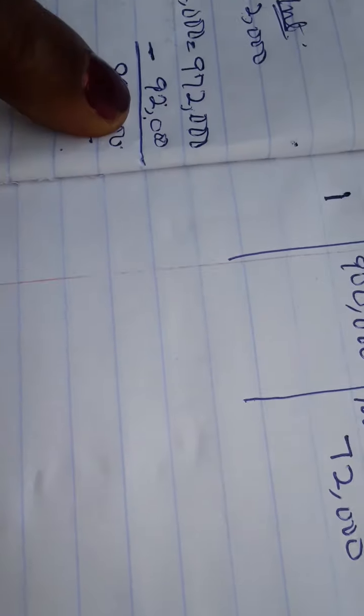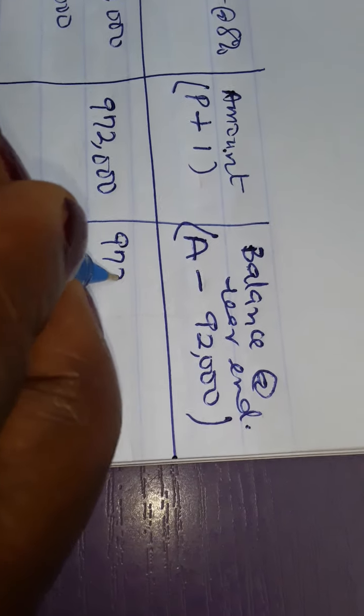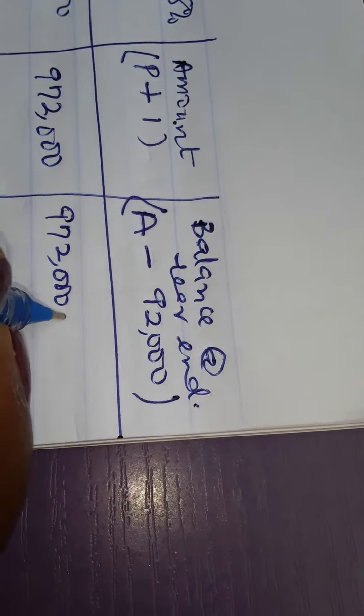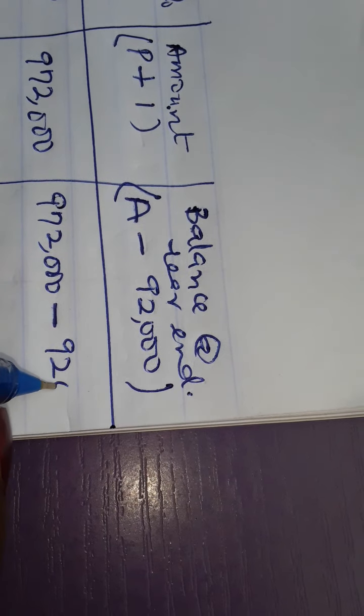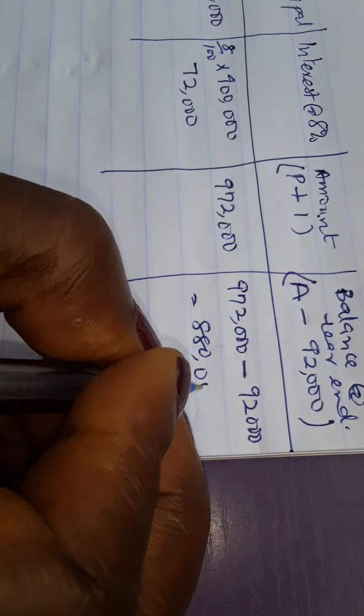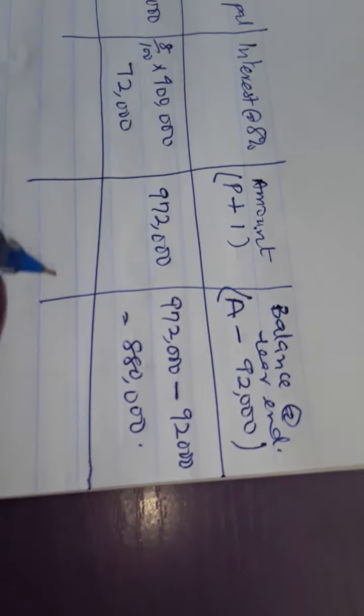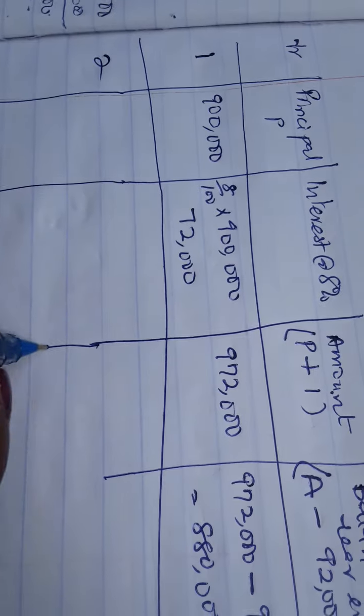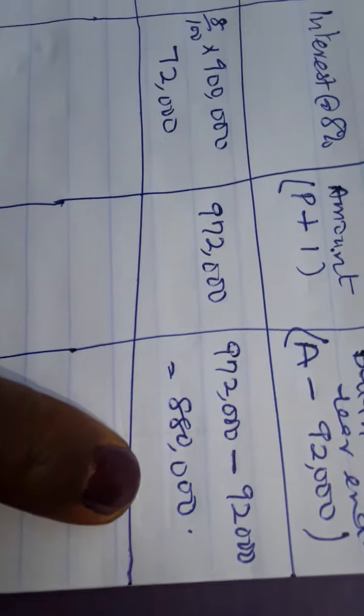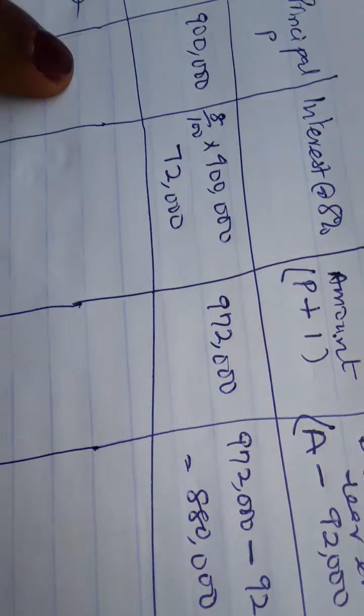And then it makes a repayment of 92,000 naira. So we say 972,000 less 92,000. And what you would have is 880,000 naira at the end of year 1. In year 2, this amount you have in the last column becomes your new principal.